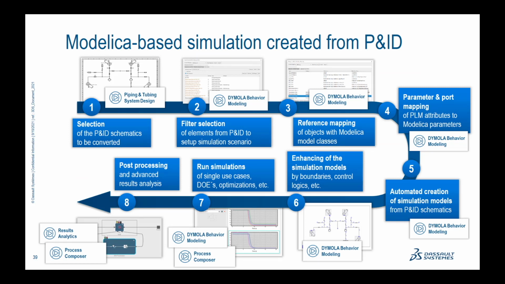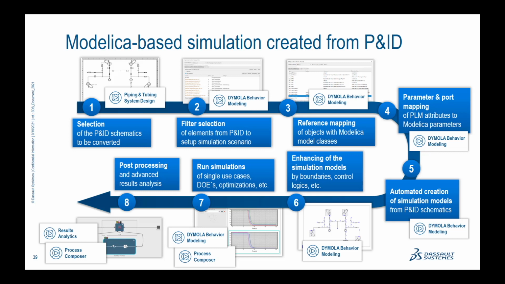The 3DEXPERIENCE platform includes schematics applications. In this workflow, we selected a piping and instrumentation diagram. In order to prepare the simulation, the first step consists in selecting the schematics, then selecting the P&ID items to be included into the simulation scenario. Then, those P&ID items are mapped with Modelica classes, including mapping of parameters and connectors. Once those preparation steps are completed, the simulation model can be generated.